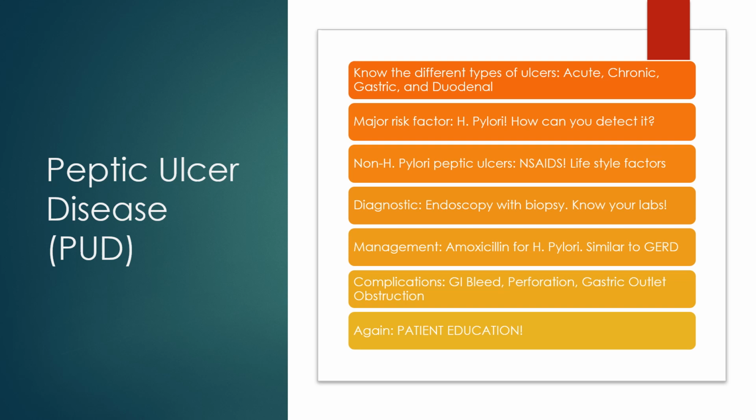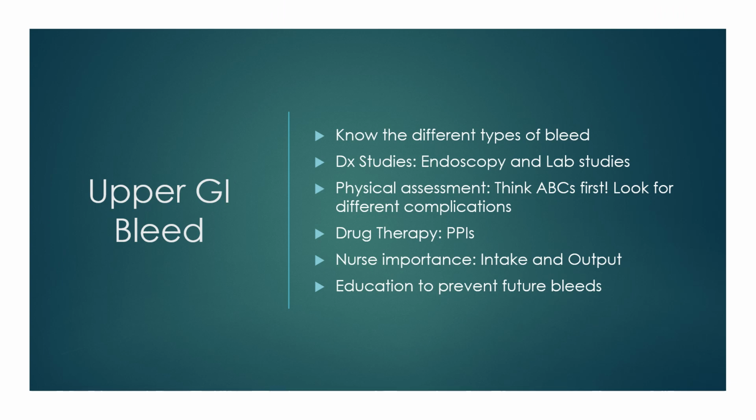Again, patient education, extremely important to consider when you're reading. How will I educate my patient with peptic ulcer disease to prevent this? Those kind of ideas, so very important to look at. And finally, upper GI bleed. Know the different types of bleeds. There's quite a few, but just kind of review those.